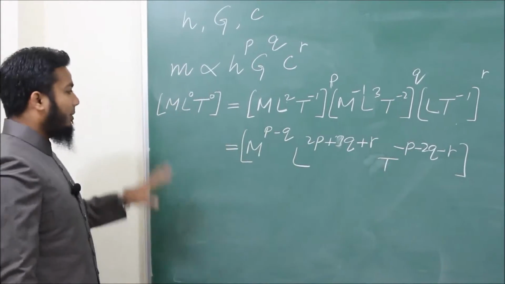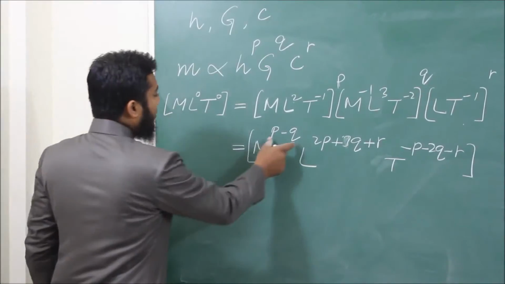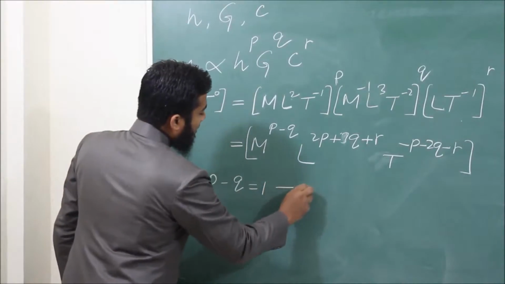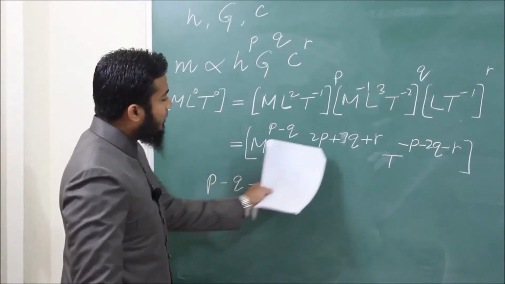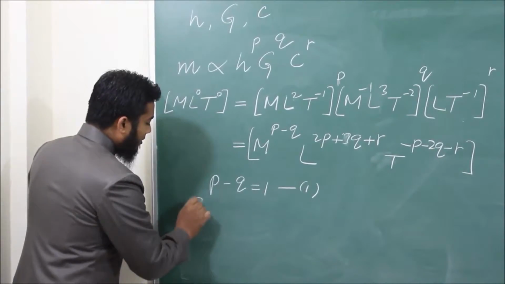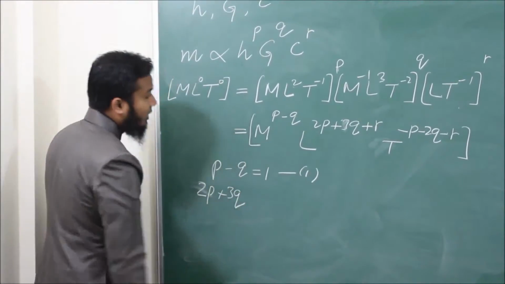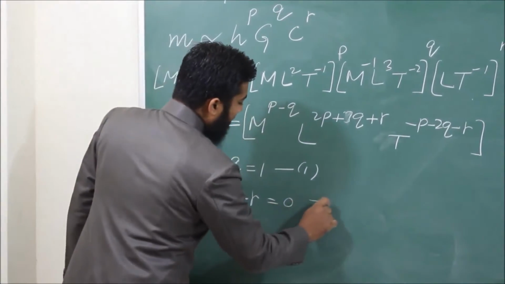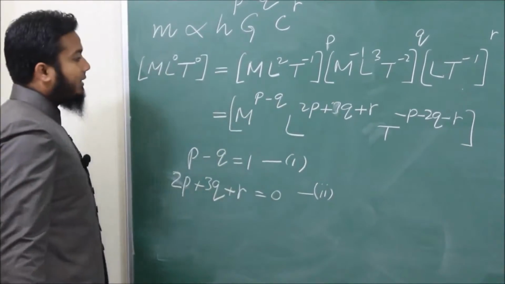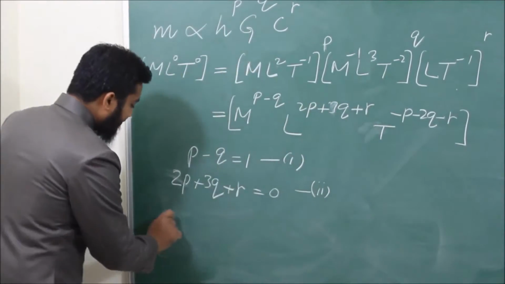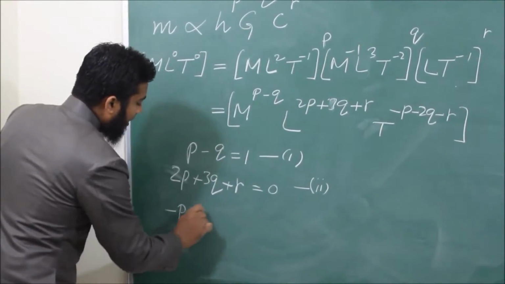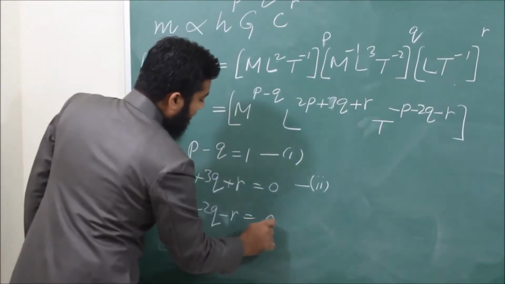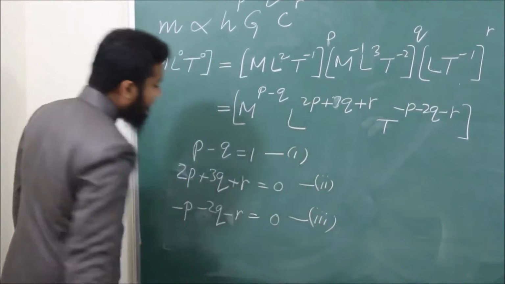Now the dimensions should be the same on both sides, so p minus q must be equal to 1. Let's call this equation number 1. Then 2p plus 3q plus r must be equal to 0, since L has power 0. Let's call this equation 2. And then T has power minus p minus 2q minus r, and T has power 0 on the left hand side, so it is 0. Let's call this equation 3.